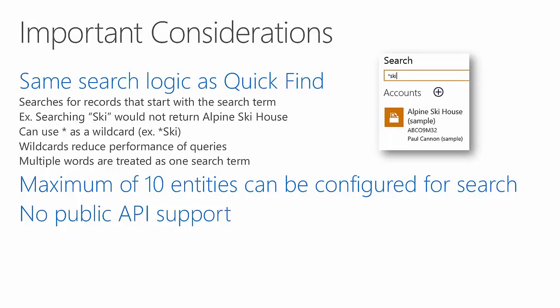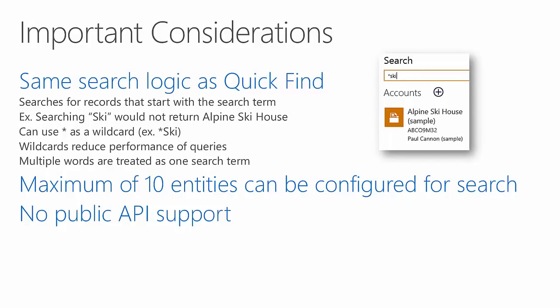Another thing to understand with quick find is that if you type in multiple words, it's going to be looking for those words to be together. So with a search engine, you might type in Alpine and house, and that might return Alpine ski house, but it would not do that if you use quick find. If you type in Alpine and then space and then the word house, it would be looking for an account that starts with the word Alpine space house. So it would not find Alpine ski house.